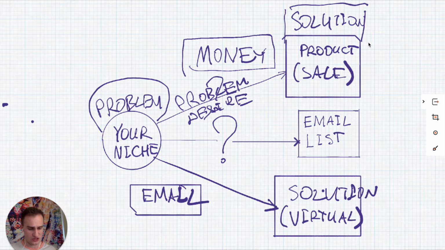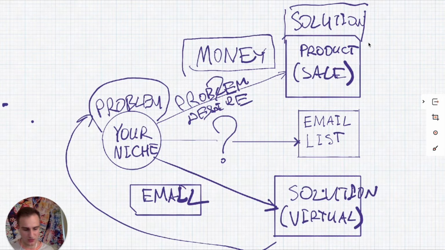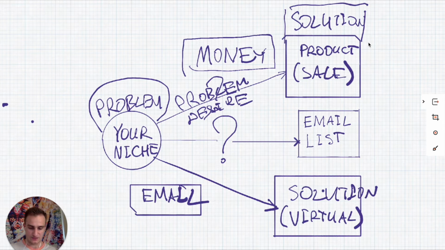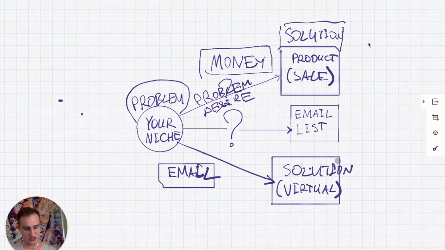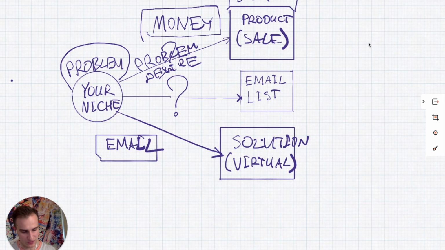And this solution is designed to solve the same problem, maybe not completely, maybe not the same way. And people get the solution by bringing some value in terms of putting in their email. And why is the strategy win-win? It means that all the people that buy the product get into your email list. All the people that get your virtual solution get into your email list as well, right?